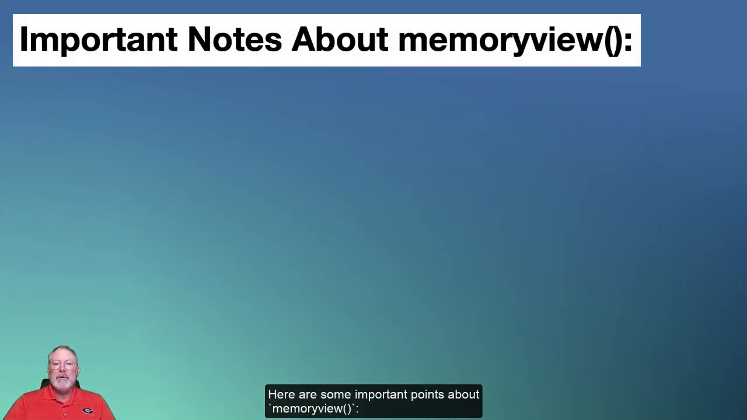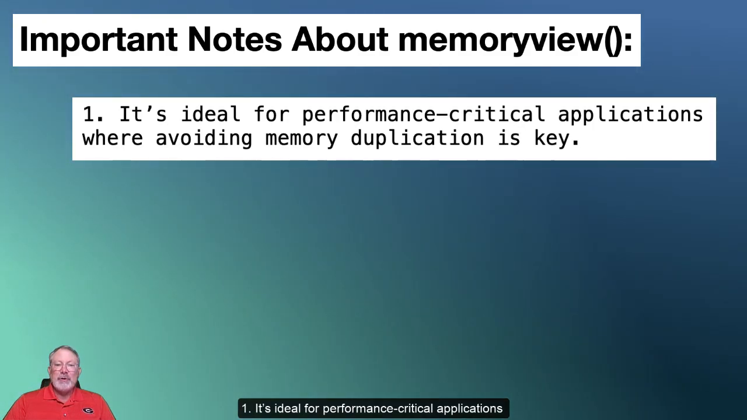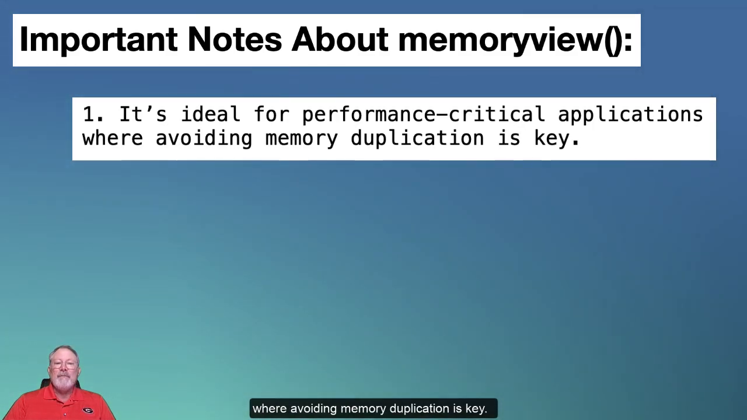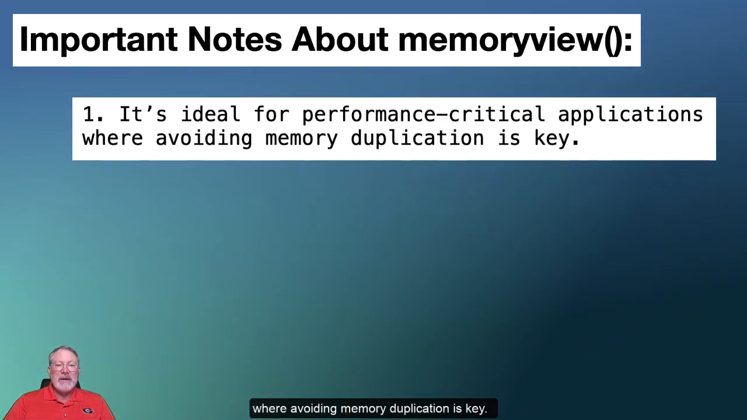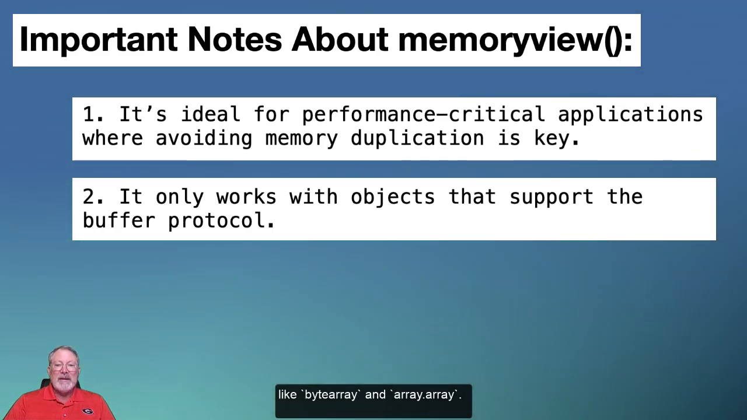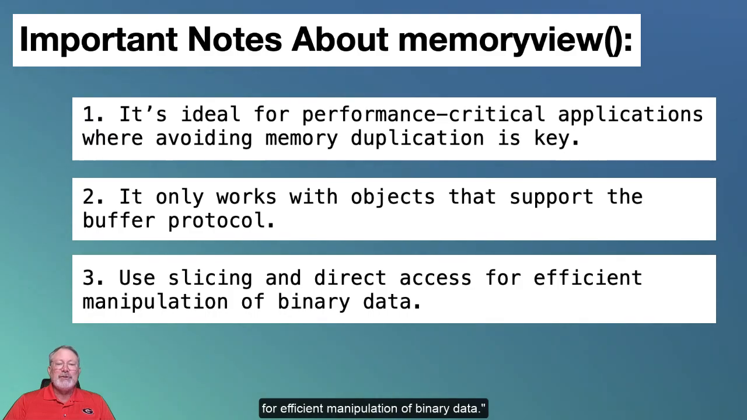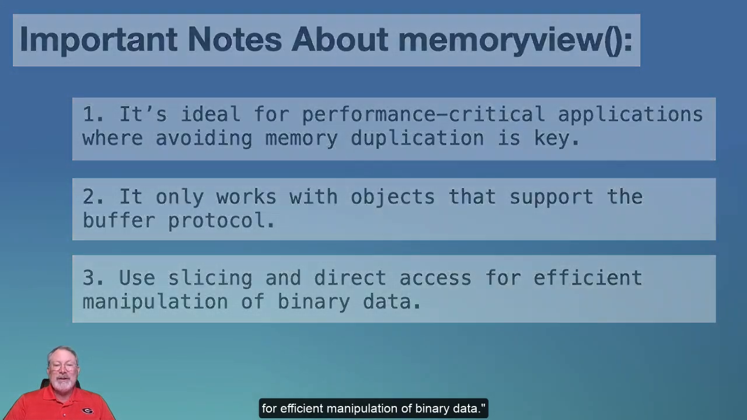Here are some important points about memoryview. It's ideal for performance-critical applications, where avoiding memory duplication is key. It only works with objects that support the buffer protocol like bytearray and array.array. Use slicing and direct access for efficient manipulation of binary data.